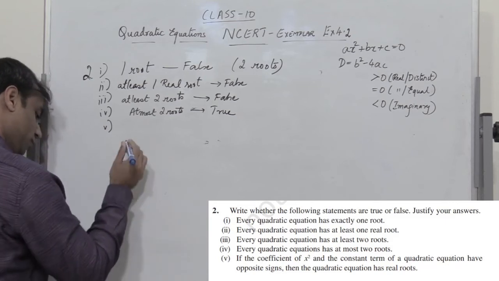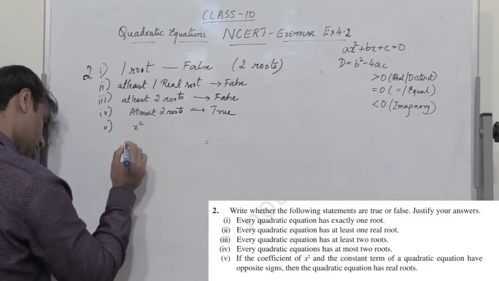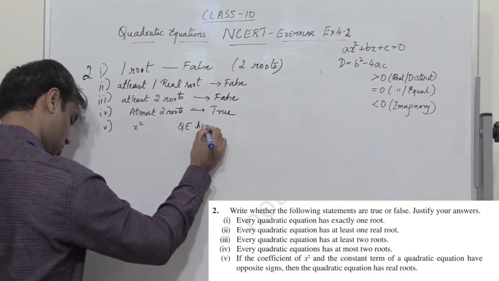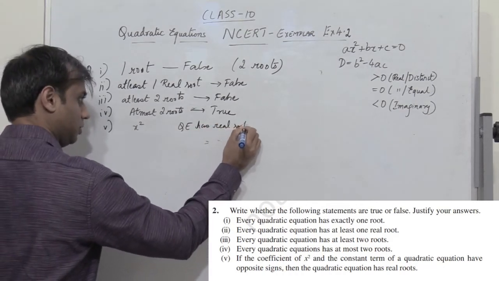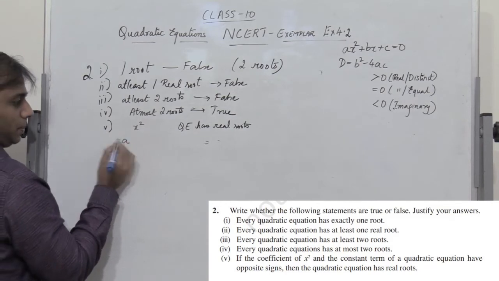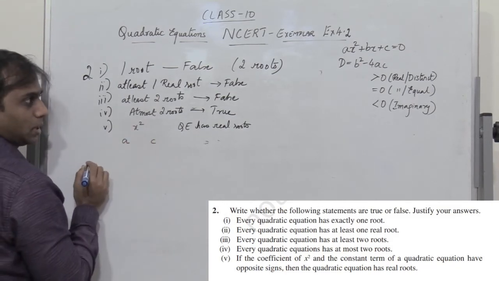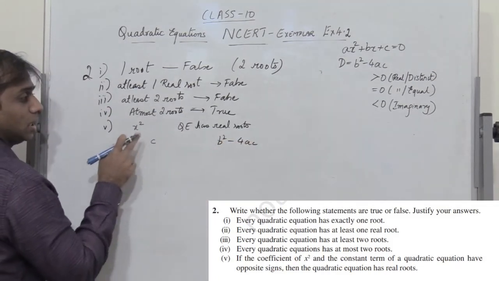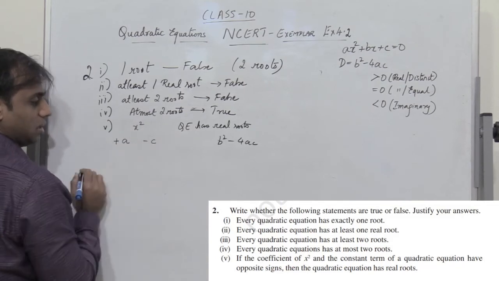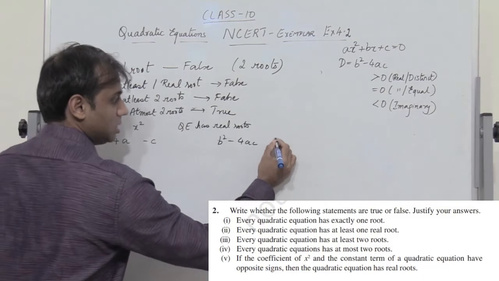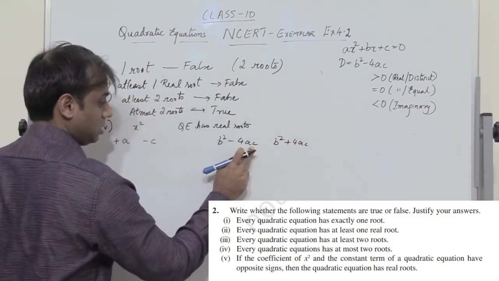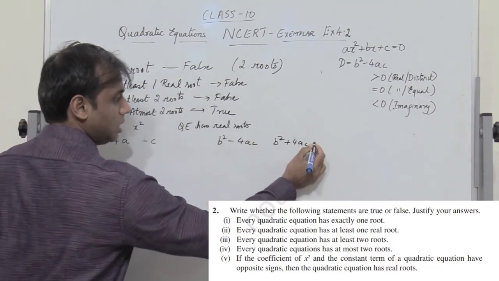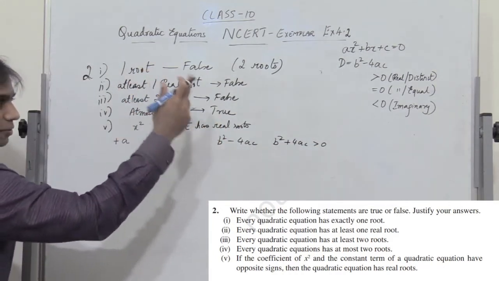if the coefficient of x square and the constant term have opposite signs, then the quadratic equation has real roots. So let us observe. Here the coefficient of x square is a and the constant term is c, and we have the discriminant b square minus 4ac. So if they have opposite signs, if a is plus and c is minus, then we get b square plus 4ac, because c is minus here. For this case, plus a, minus c, you get b square plus 4ac, which is greater than 0. So you have real roots.